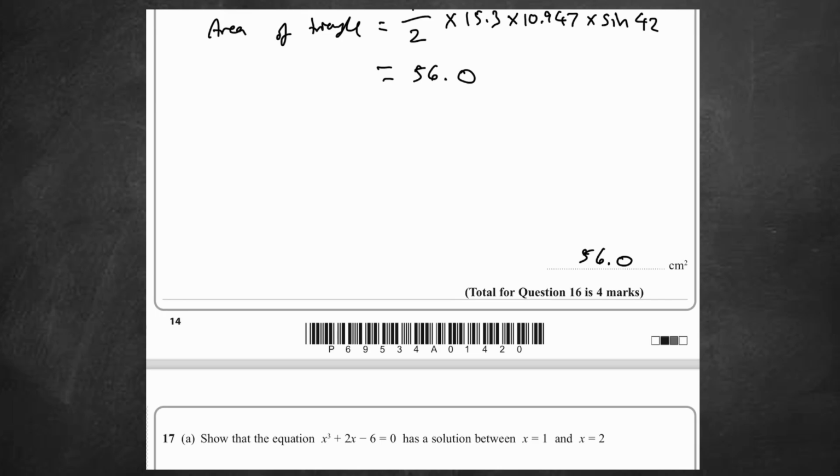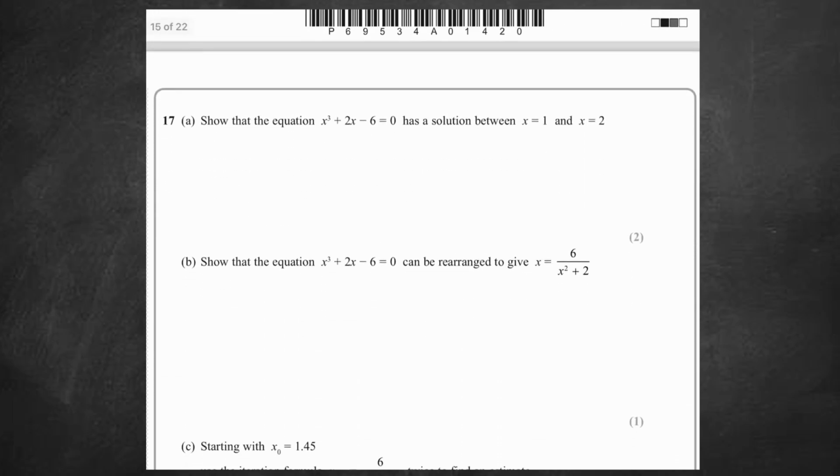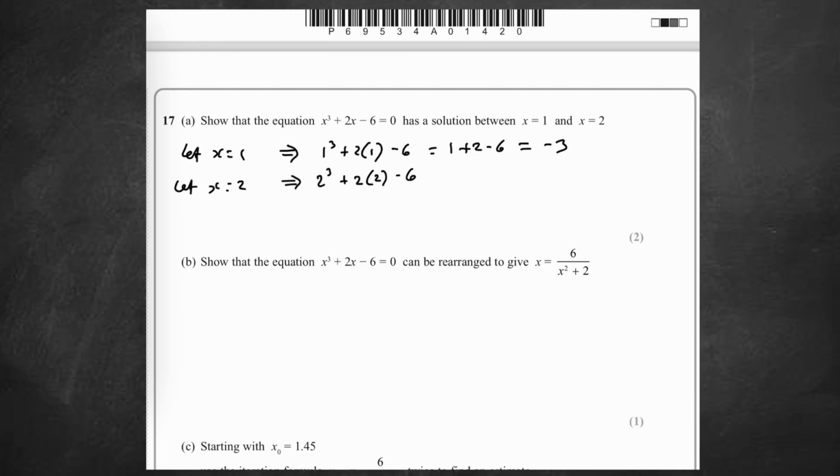Question number 17. Show that the equation x cubed plus 2x minus 6 equals 0 has a solution between x equals 1 and x equals 2. So let x equal 1. Then 1 cubed plus 2 times 1 minus 6 equals 1 plus 2 minus 6, which equals minus 3. Let x equal 2. 2 cubed plus 2 lots of 2 minus 6 equals 8 plus 4 minus 6, which equals 6.